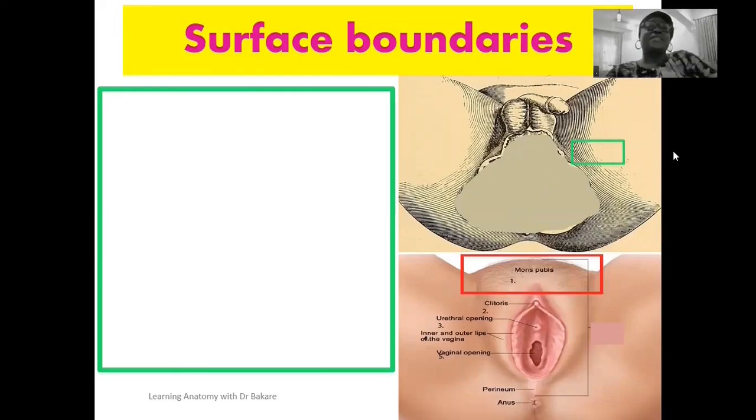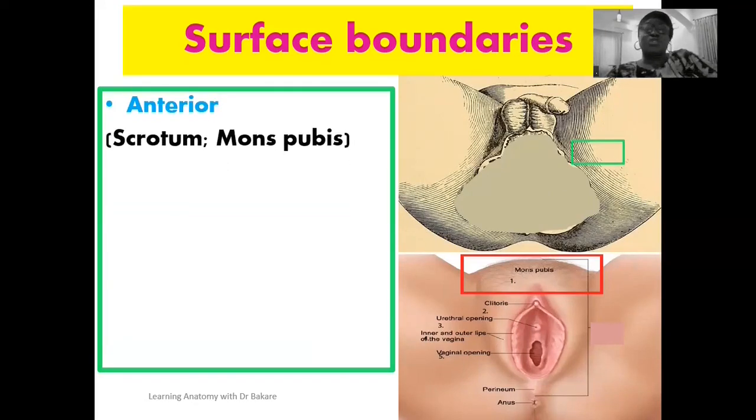So now let's go to the surface boundary. When we try to classify the boundaries of the perineum, we say we have the deep or bony boundary, and we also have the superficial or surface boundary. We tried to highlight the bony boundaries in our previous slide. So in this slide, we'll be looking at the surface or superficial boundaries. The superficial boundary anteriorly is bounded by the scrotum in males and also the mons pubis in females. We use this image up here for illustration. This is the perineal region of the male above, and inferiorly we have the perineal region of the female below.